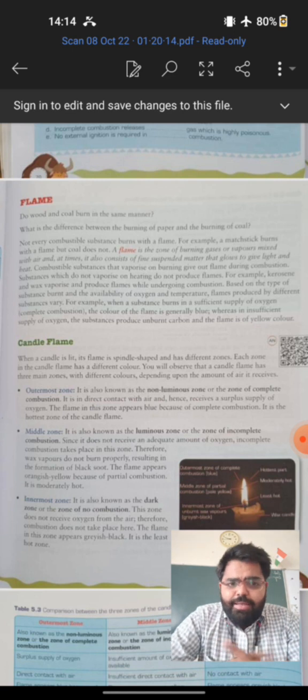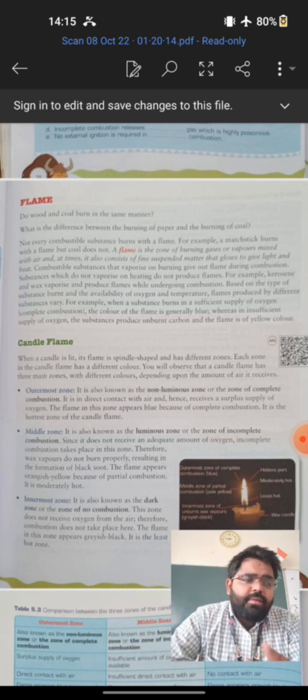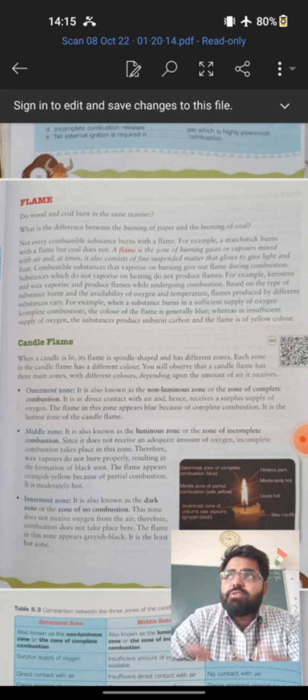Basically, if you have to understand the meaning of flame, it is a region where the vapors of a particular substance get mixed up with the air, and they burn off and give out light and other substances, right? So there are certain things which burn by giving a flame, and certain things which burn basically without giving a flame.